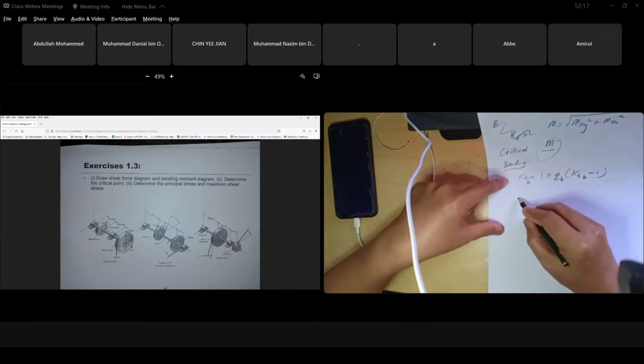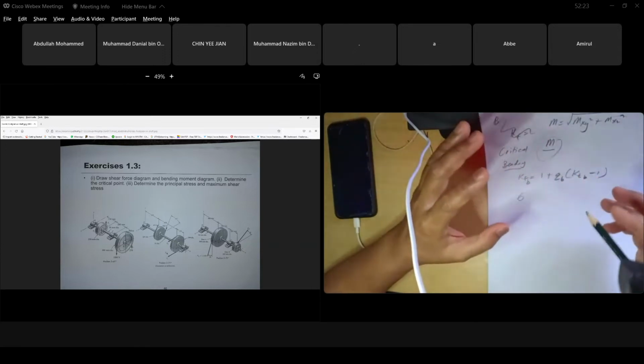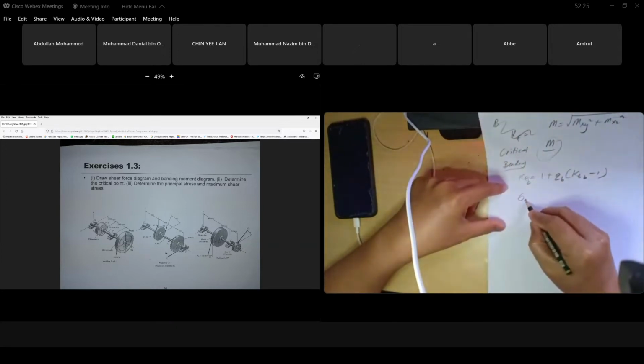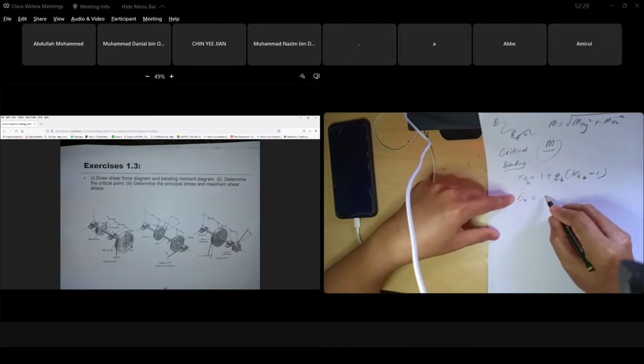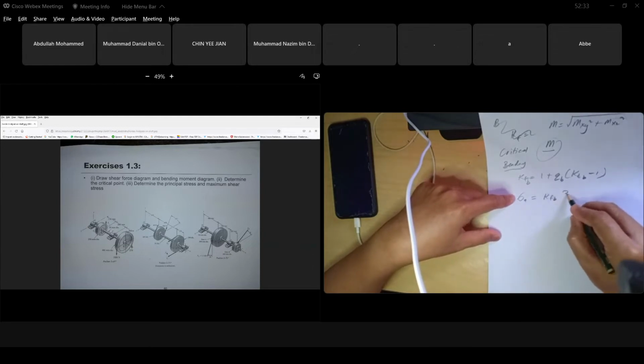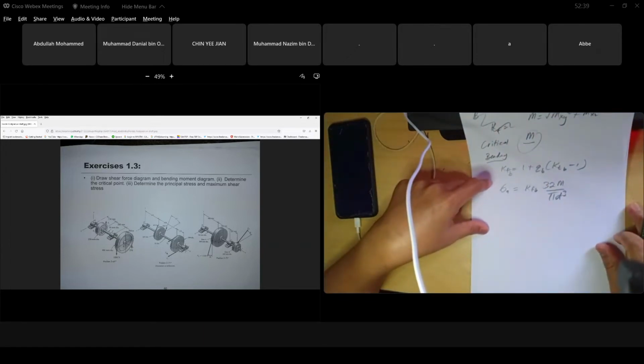So your bending stress, normally for a shaft, is completely reversed. They always have alternate stress, only alternate. That will be your alternate stress. If KF bending is given, you just use that KF bending times 32 moment over pi d cubed.